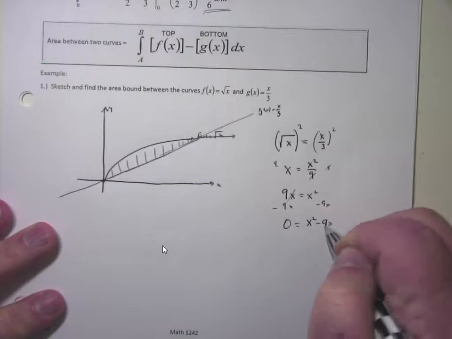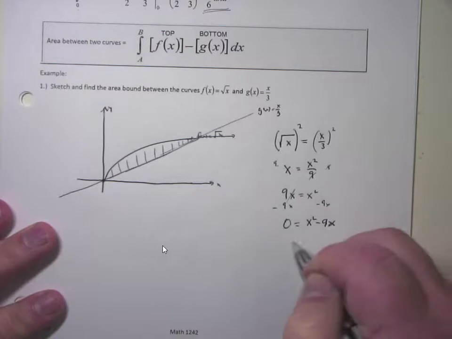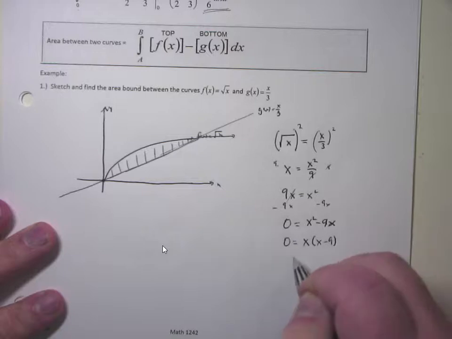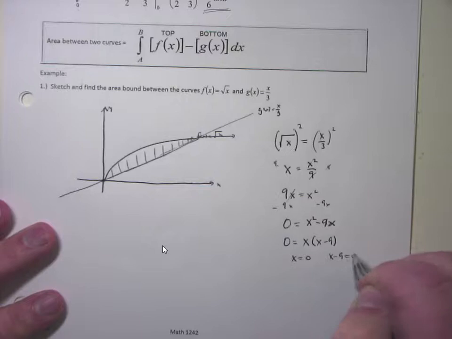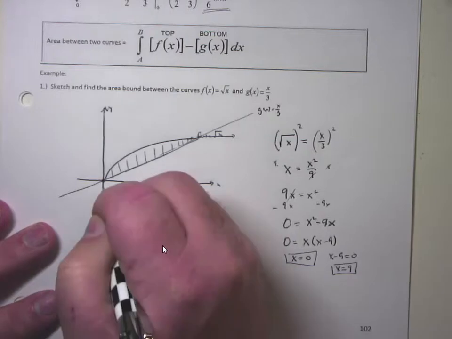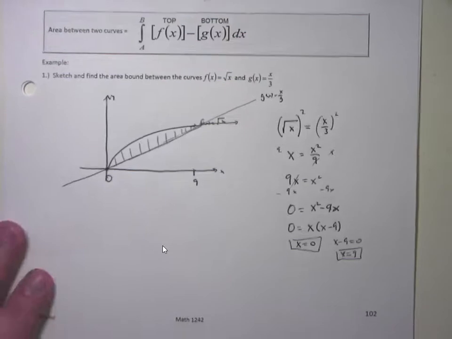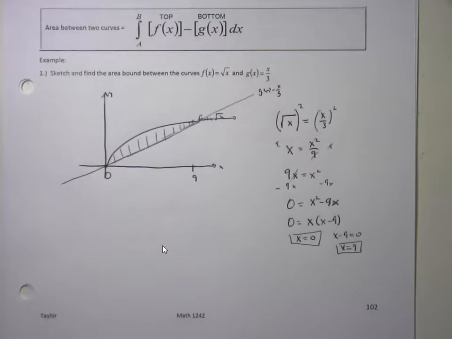And you clearly see you have an x in common, so I can factor that out. It'll be x times x minus 9. I set each factor equal to 0, x equals 0 and x minus 9 equals 0, and I solve for x, so I get x equals 0 and x equals 9. So my points of intersection are actually 0 and 9. So there's some algebra to be had to show your work on this stuff. So I have my points of intersection between 0 and 9.